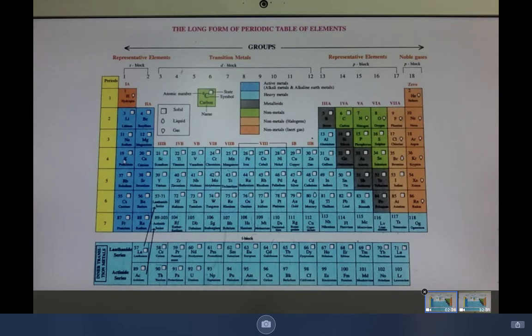Okay, those who have guessed 2, 8, 1: 2 plus 8 becomes 10, plus 8 becomes 18, plus 1 becomes 19, and that's correct. Let's check calcium. I think you would have got it by now. 2, 8, 2: 2 plus 8 is 10, plus 8 becomes 18, plus 2 becomes 20. We stop there.